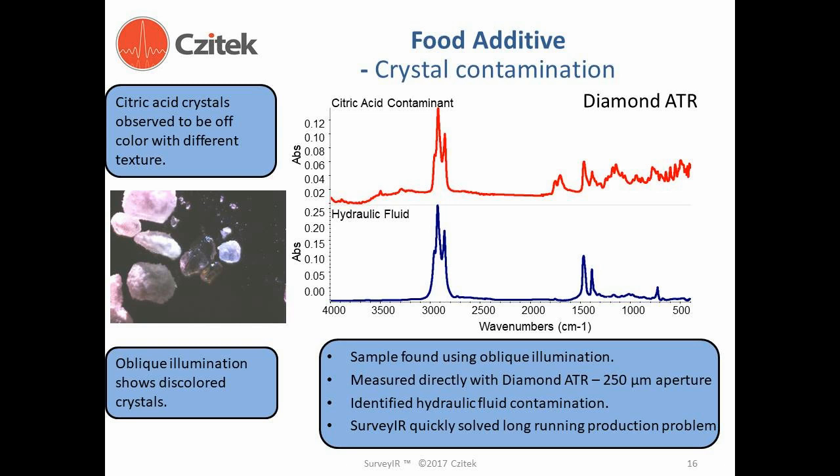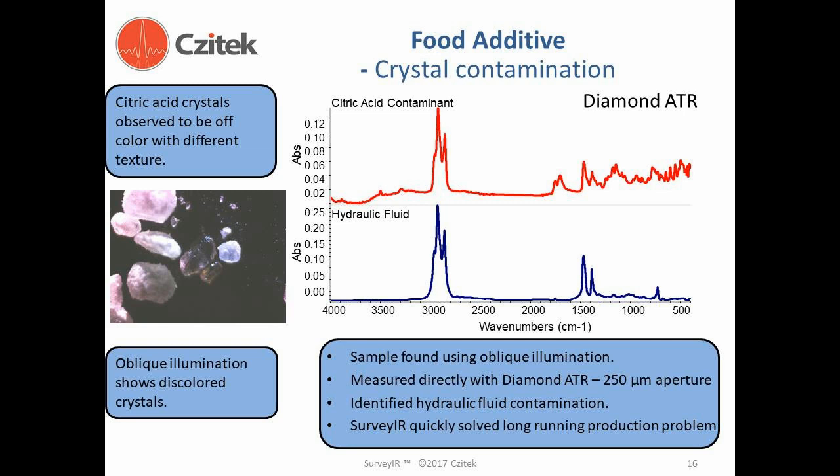The next and last example for product defect analysis concerned a food and cosmetic additive, citric acid. Citric acid is a very common additive produced in large quantities. In this case, discolorization was observed in the powdered product. In the image at the upper left, this discolorization is observed in some of the crystals, again observed through the diamond ATR element using oblique illumination.